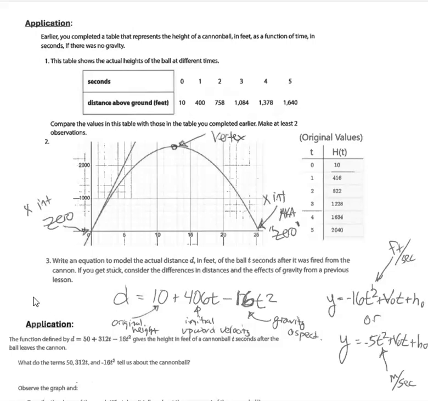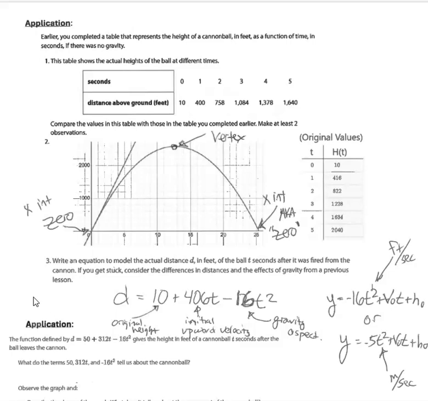You were supposed to come up with an equation. The equation we already had was d equals 10 plus 406t. That was the original height, and then it just had a force pushing upwards. And the students had to figure out how can we adapt this so that now it has an equation that accounts for the gravitation aspect.